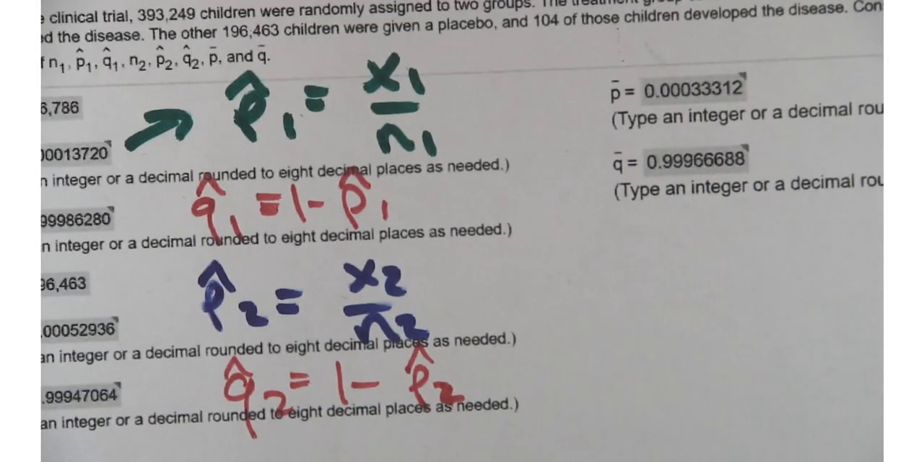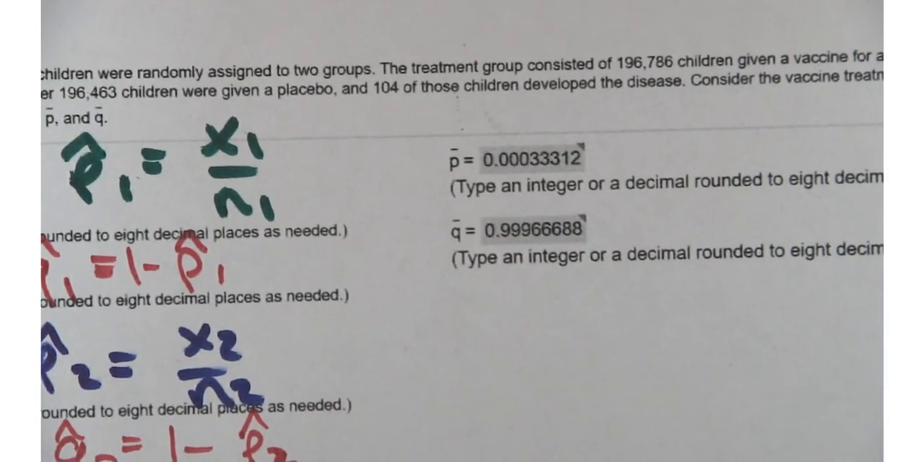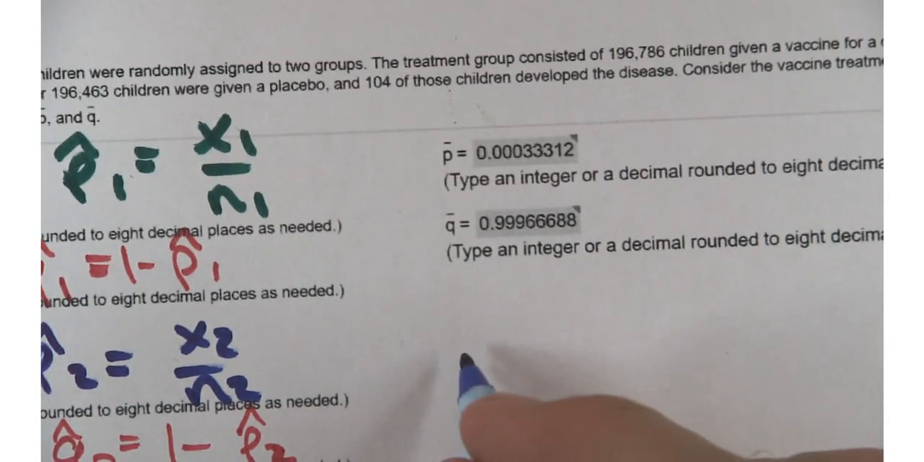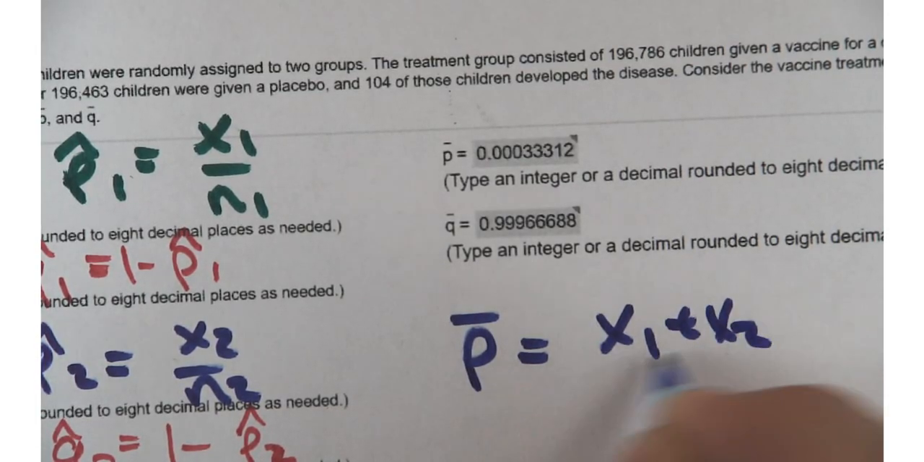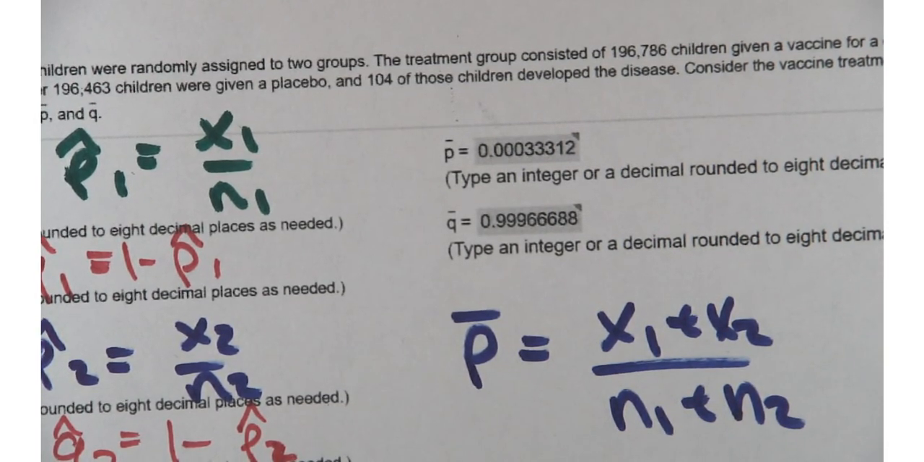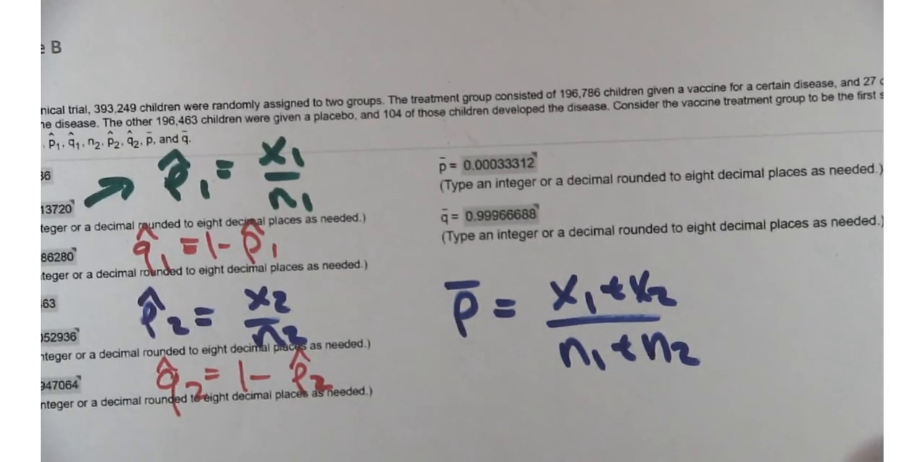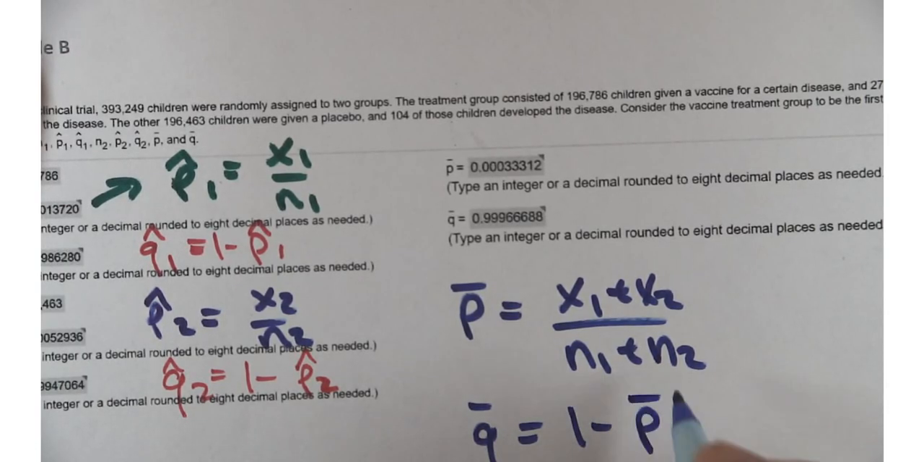Exactly. All right. So last but not least, there's p bar and q bar. Let's talk about p bar. P bar is going to be x1 plus x2 over n1 plus n2. So kind of like an overall probability. The combined probability of getting polio in this study. Last but not least, q bar is going to be 1 minus p bar.